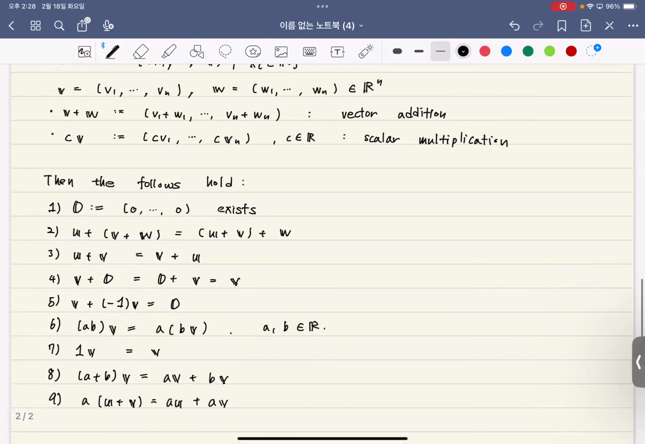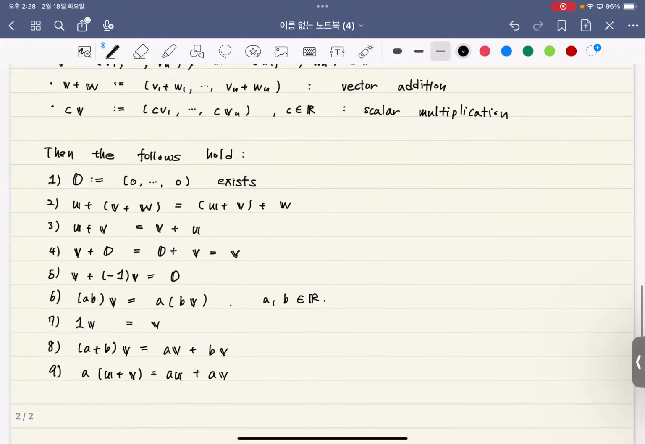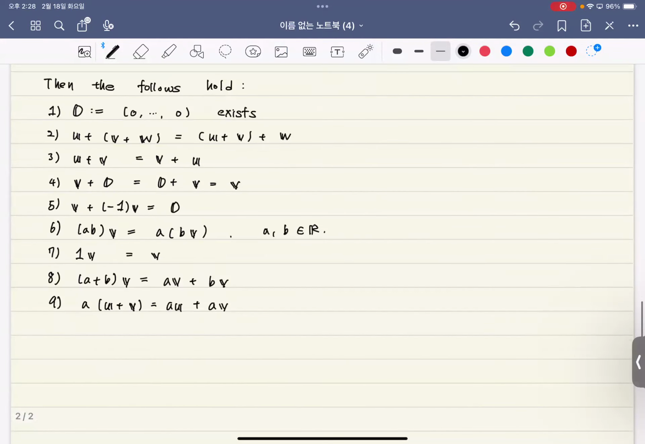Okay, now I am going to give it a name. And actually, as a matter of fact, these 9 properties are the characterizing properties of the so-called vector space and vectors. So I think this is the right time to give our definition of the vector space and vectors.